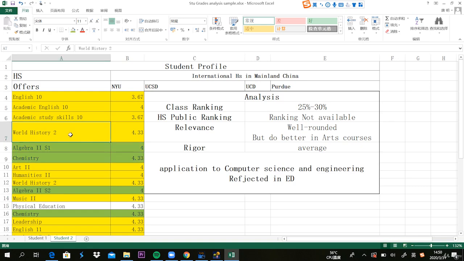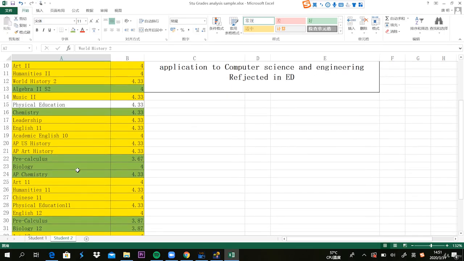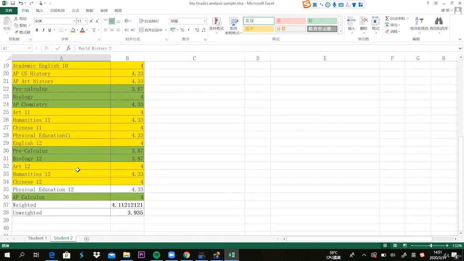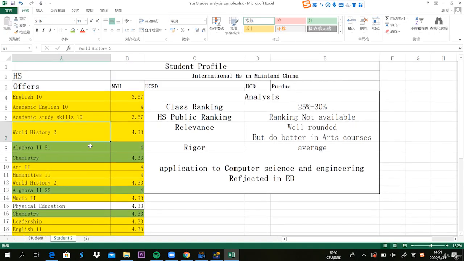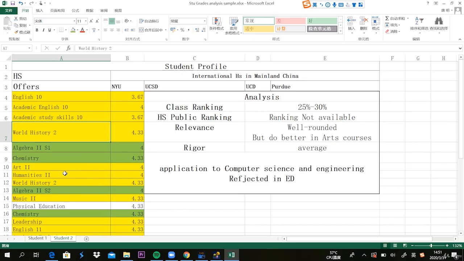As you can see, there are yellow areas and green ones. All the yellow ones are his grades in arts courses, including English and some social studies courses, things like that. And all the green ones are his grades in the science classes and the math classes. So, as we can see from his transcript, this student is pretty well-rounded because he takes not only all the math and science courses, but also a load of arts courses. But it is also obvious that his performance in arts courses is generally better than his science and math courses.